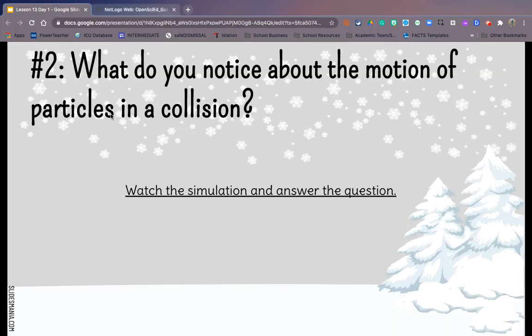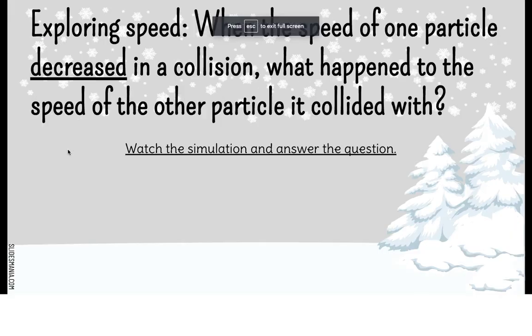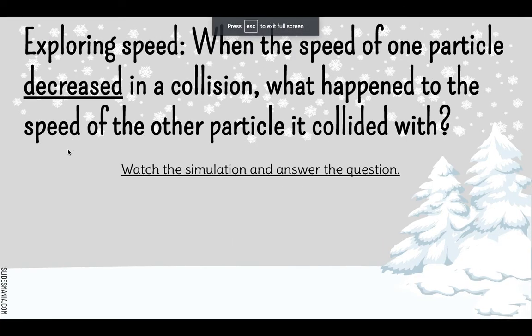Okay, let's answer question number two. Exploring speed. When the speed of one particle decreased in the collision, what happened to the speed of the other particle that collided with it? So, if the speed of one particle, once they collided, one was going faster, it decreased, it slowed down, what happened to the speed of the other particle that collided with it?